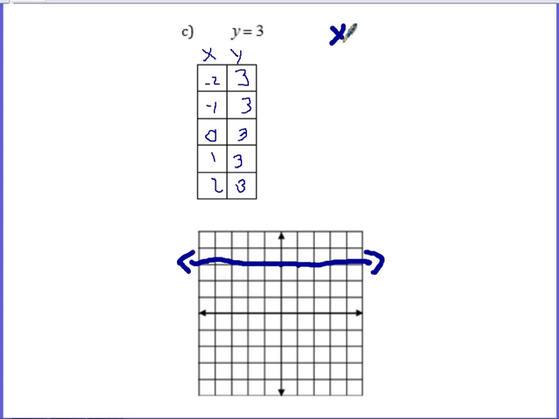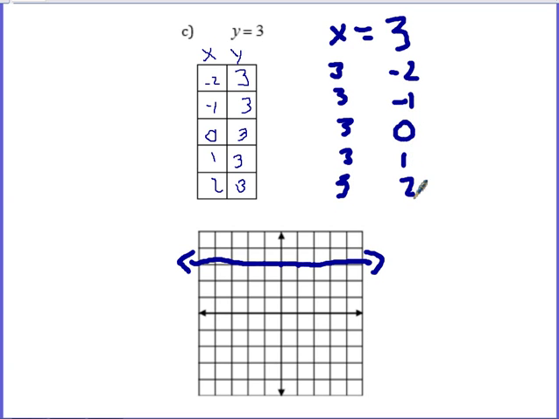What if I changed it and made it x is equal to 3? All right, then what would my table look like? Well, all of the x values would have to be 3 no matter what. And then I would get to pick whatever I wanted for the y values. So it's kind of the opposite of this one. And what happens when I graph that? Well, all my x values are 3.